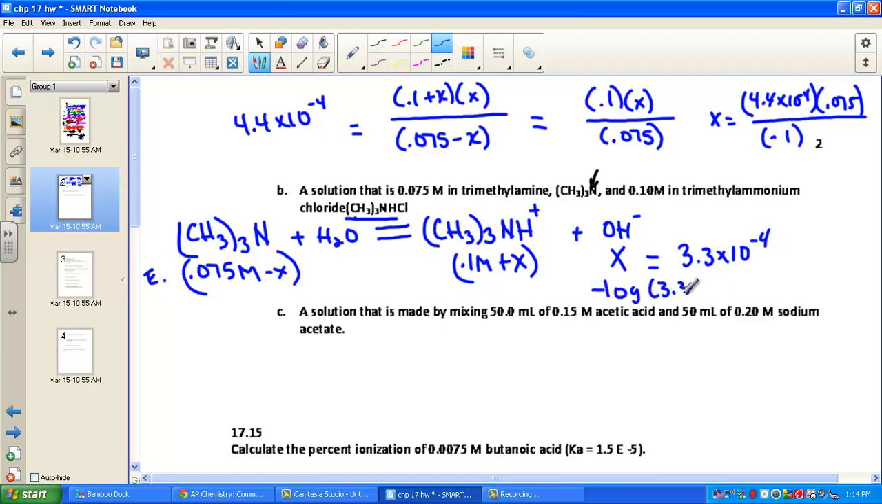When we negative log that value of X, we get something called the pOH. 14 minus that will find for us pH. So negative log my answer, 14 minus that, and how about 10.52 pH units?